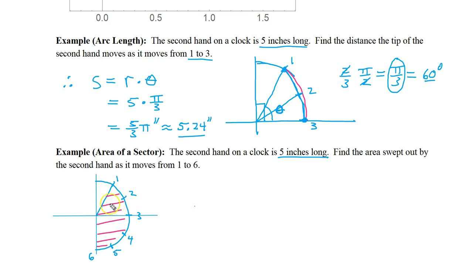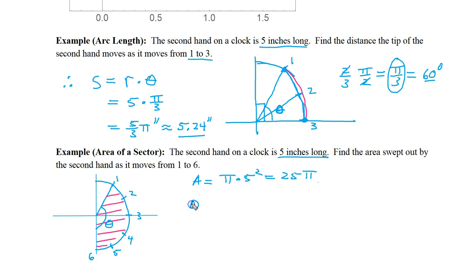What we need to do is find the fractional part that the shaded region is of the entire circle of radius 5. Note that for a circle of radius 5, the total area is going to be pi times 5 squared, or 25 pi. Now that's the area of the entire circle of radius 5. We need to find what fractional part this is of the circle. Well, let's take note, what is this angle right here? Let's label that angle as theta.